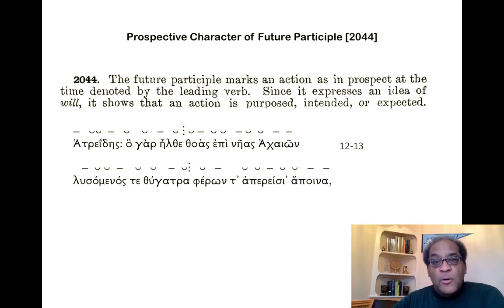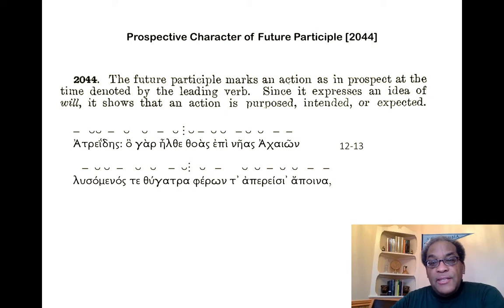Now, the future participle is very special. The future participle marks an action as in prospect at the time denoted by the leading verb. Since it expresses an idea of will, it shows that an action is purposed, intended, or expected. So, in lines 12-13 of our poem, we had, he came to the swift ships of the Achaeans, lysomenos, a future participle. This is speaking of the action of the priest. He came to the swift ships of the Achaeans, intending to ransom, expecting, hoping to ransom his daughter.